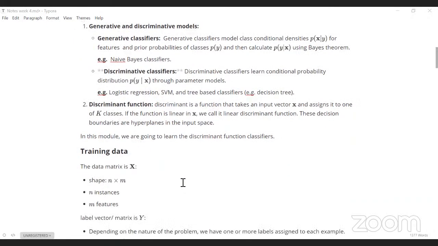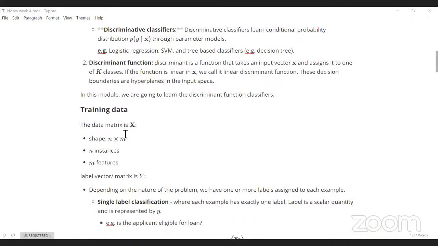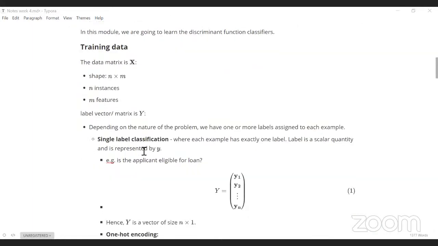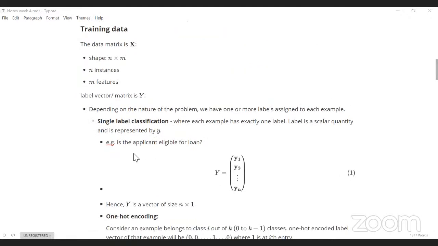Okay, so let's jump to our actual data set. If there are n samples and m features, then the data matrix is going to be of shape n cross m, and the label vector depends upon the problem. Let's see how the label vector or label matrix will look. For a single-label classification problem, each and every example is associated with one and only one label. So for n examples, there will be n such outputs, and our label vector is going to look like y1, y2, up to yn, where each yi is the label associated with the ith example.